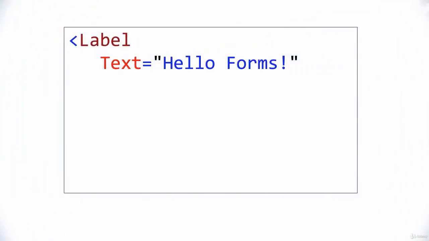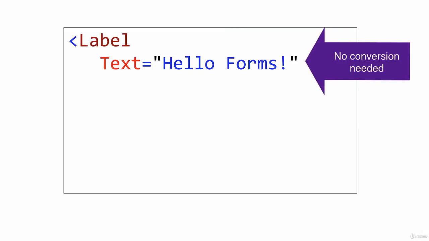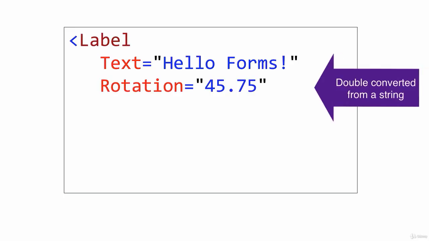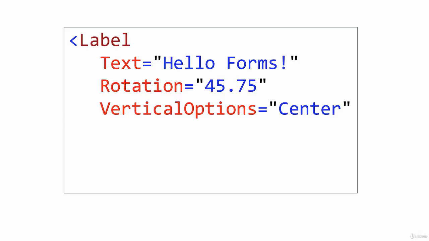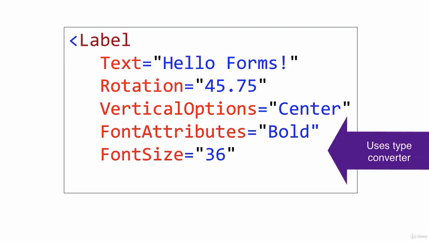An interesting thing happens with properties. You might have noticed that we use strings to set the property values. This is the only valid thing we can use for an XML attribute value. However, in most cases, the actual property value is not a string at all. Here we will look at 5 different properties being set, each with a different type. Text is a string. No conversion is necessary. Rotation is a double, which can be converted from a string. Vertical options is an enumeration type and is matched to the name. Font is a complex object that uses a type converter. Color is a simple object which also uses a type converter.